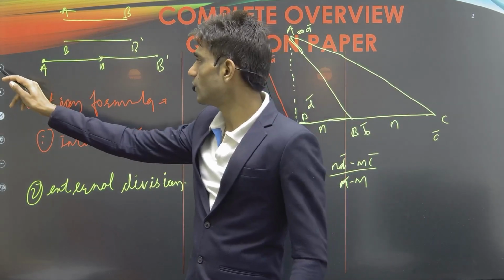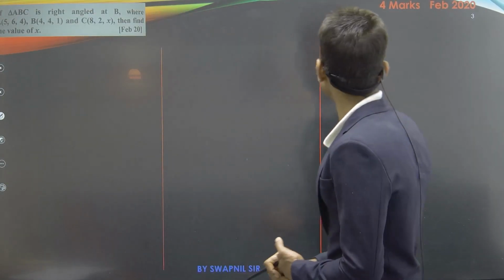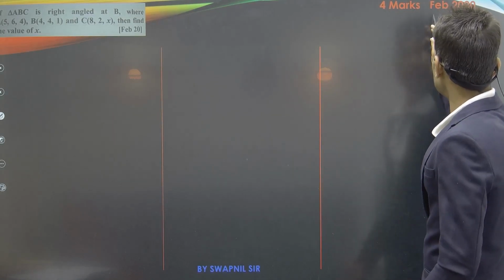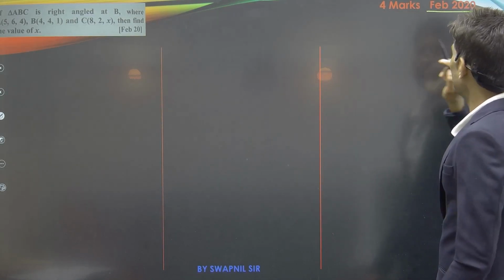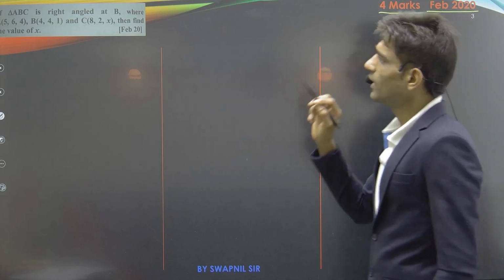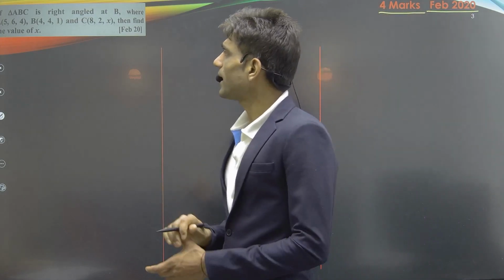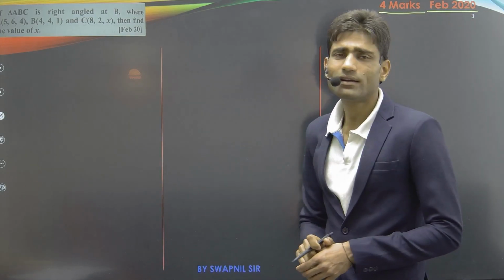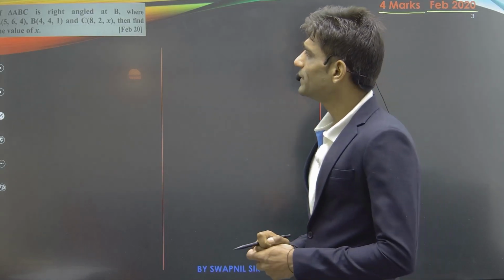Now let's move to the questions from our board exam. The first question was asked in the February 2020 board exam for 4 marks. The question says that in a triangle ABC, angle B is a right angle.